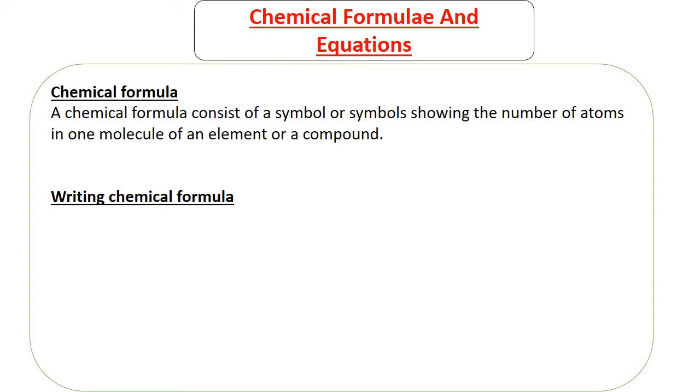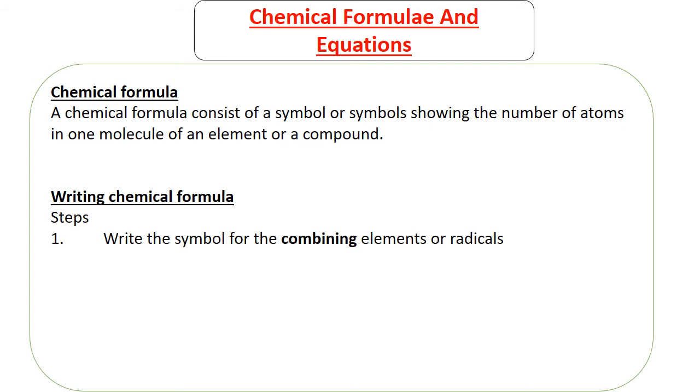So to write a chemical formula, you have to do these steps. First, write the symbol for the combining elements or radicals. So the elements that are participating in that compound that you want to write the chemical formula for, you have to write them. For example, carbon dioxide, you have to write carbon and oxygen, because carbon dioxide is made of carbon and oxygen.